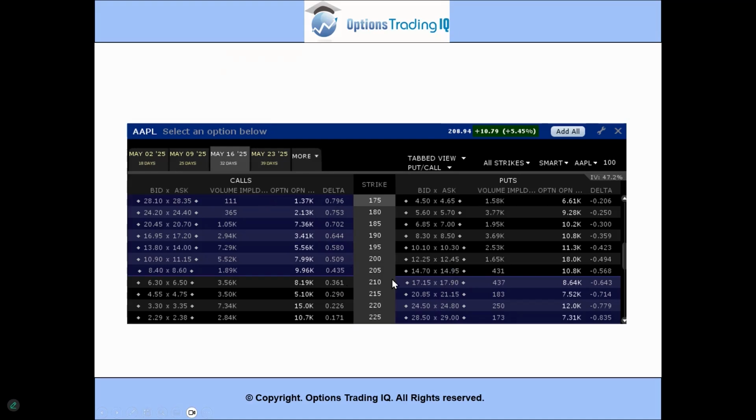And we don't have a 209 strike, but we would typically say the 210 is sort of the at the money strike because it's kind of the closest strike to the current stock price.